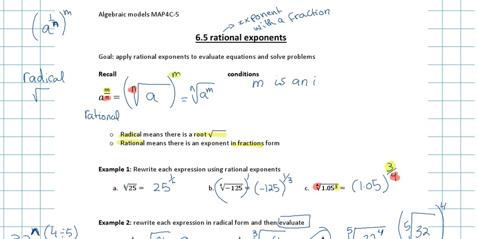What does an integer mean? What's an integer? An integer is a whole number. It could be negative, positive, or zero. Okay? So negative or positive whole numbers.